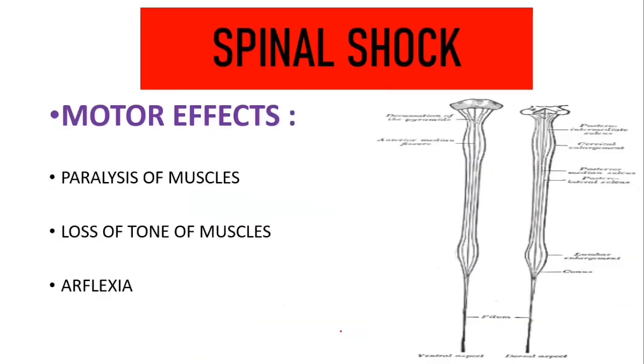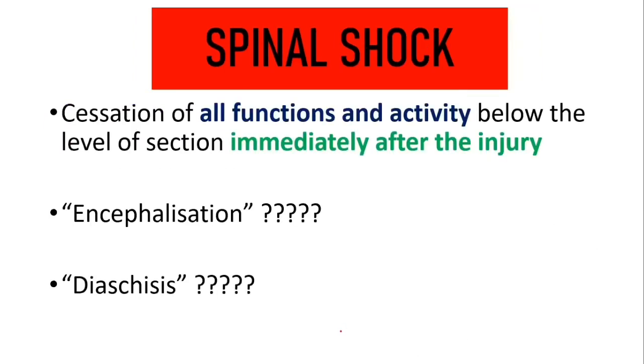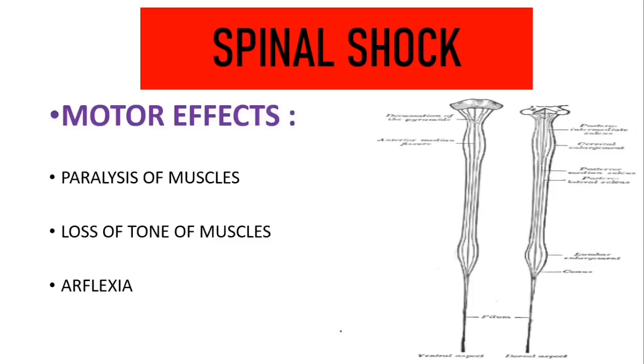You have been injured, okay, due to gunshot injury or due to some road traffic accidents. So the moment you have been injured in the spinal cord, you have some functions and activities that are going to be stopped below the section; that is called spinal shock. And we saw why we are getting some delayed responses to come out of spinal shock: it is because of encephalization and also a phenomenon called diastasis. So we are going to have some motor effects, some sensory effects, some vasomotor effects, some visceral effects.